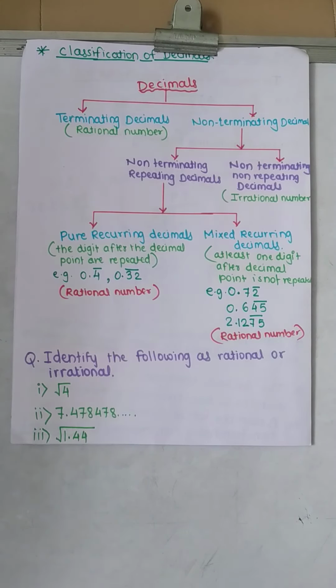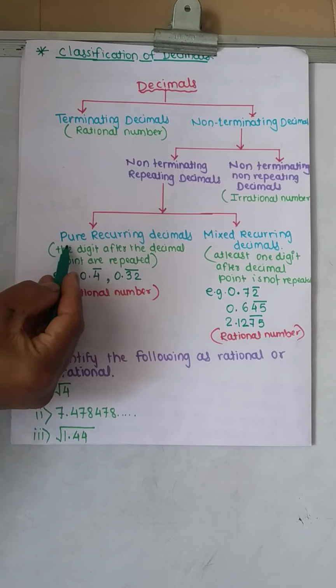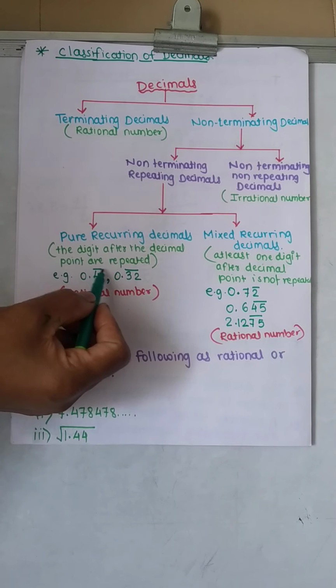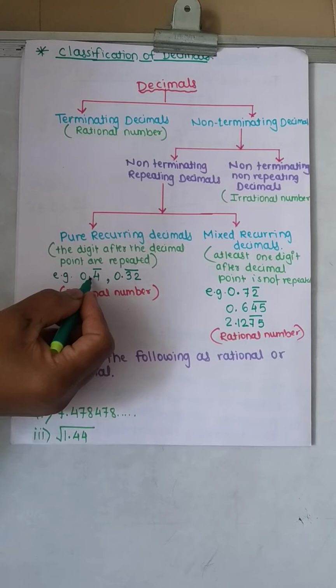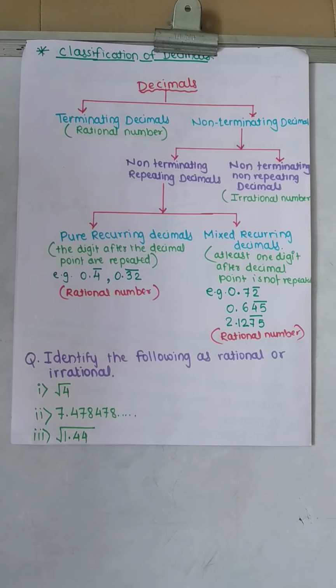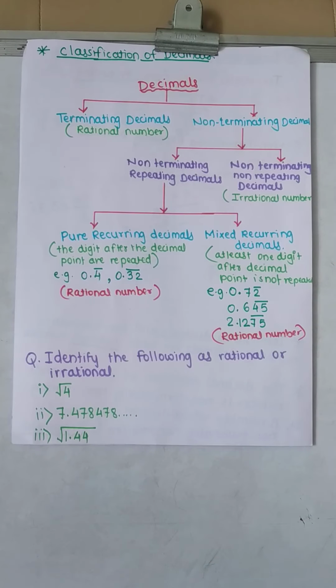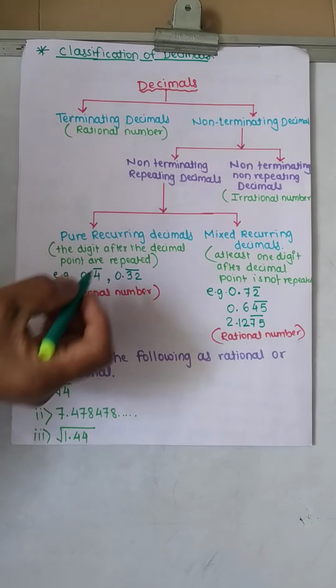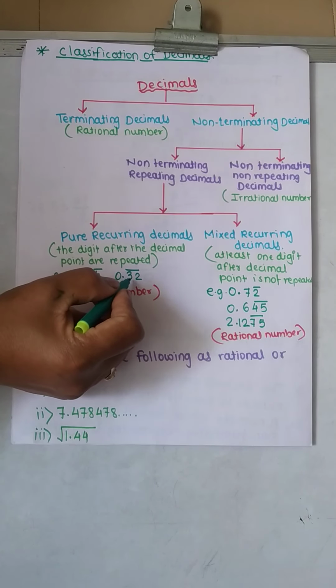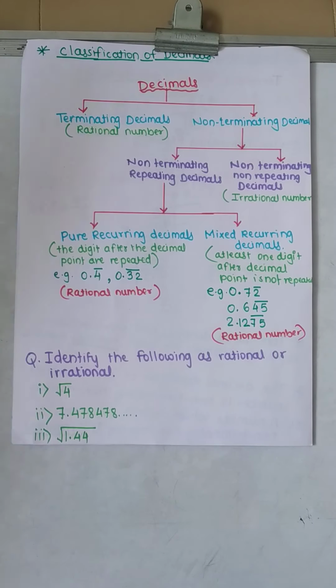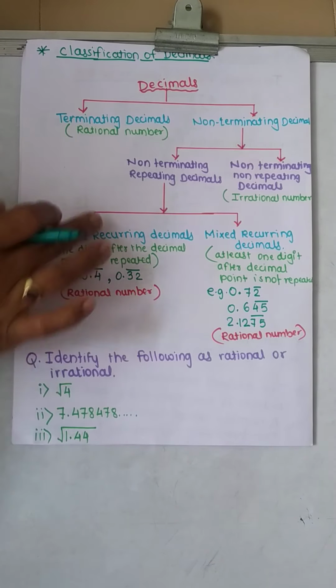Meaning what? What happens in pure? See, the digits after the decimal point are repeated. See here 0.4, so the 4 directly after the decimal, whatever digit we got, gets repeated again and again, right? And then here 0.32, this 32 will get repeated, 32 32 32, likewise it will get repeated in this number after division. So this is called a rational number.